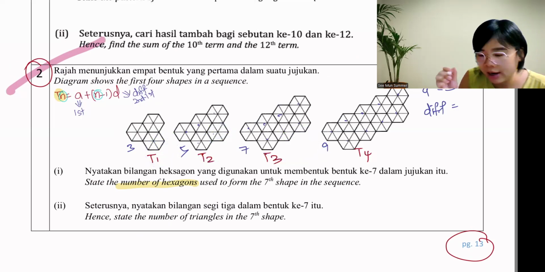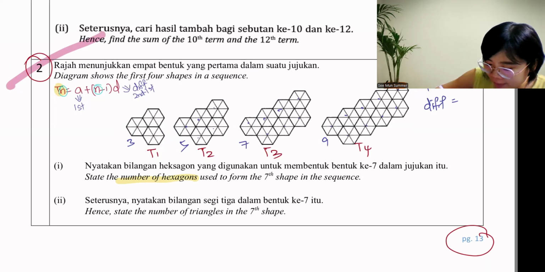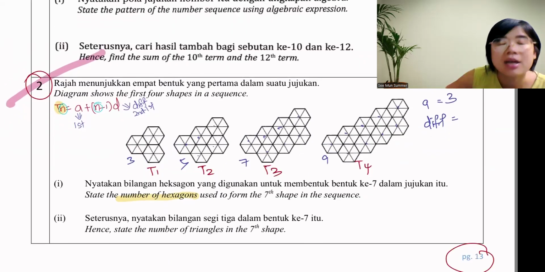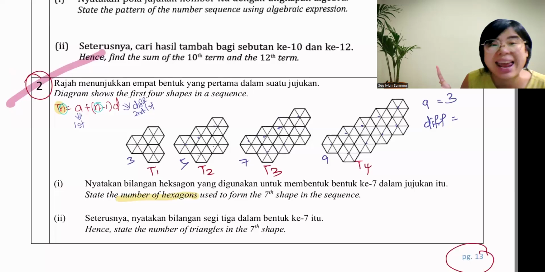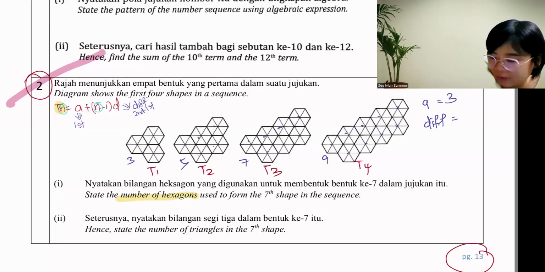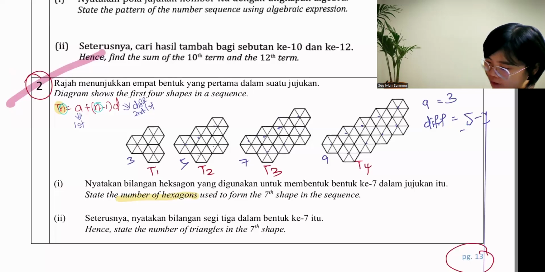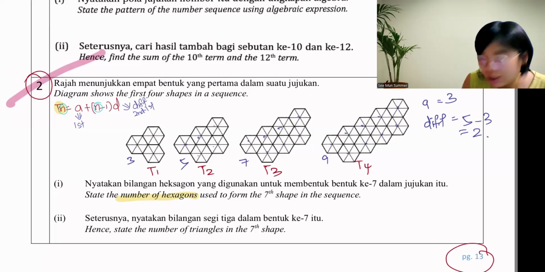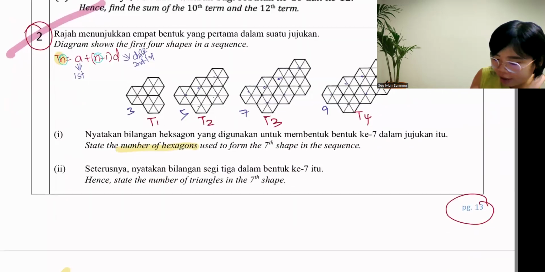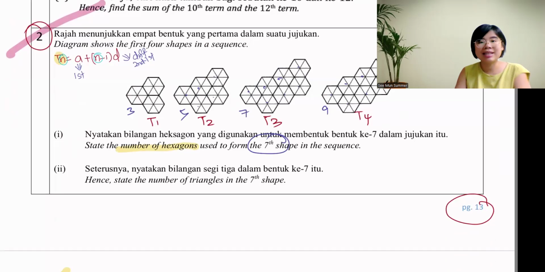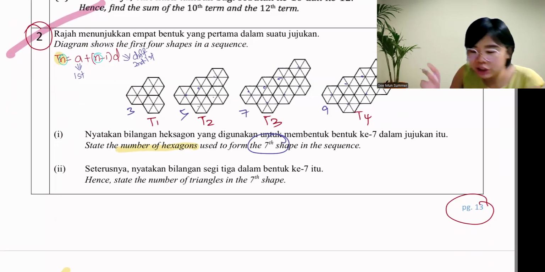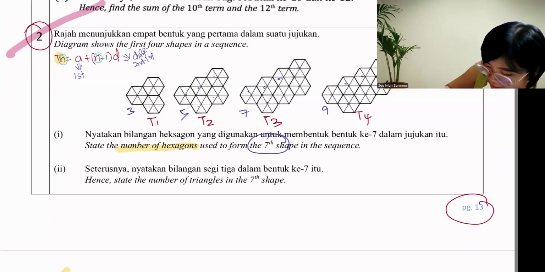To be accurate, I prefer to write it down step by step, like term number 2 minus term number 1. Sometimes with negative numbers, you will need to write negative because negative and positive are different. So you have 5 minus 3 will be 2. Okay, cool. So 2. So now you can form already. State the number of hexagon used to form the 7th shape. The 7th shape, actually, they are looking for what?